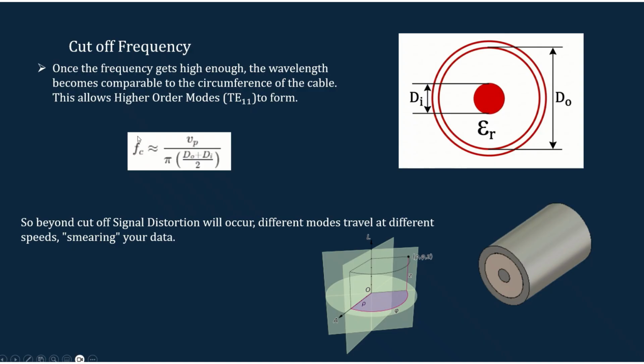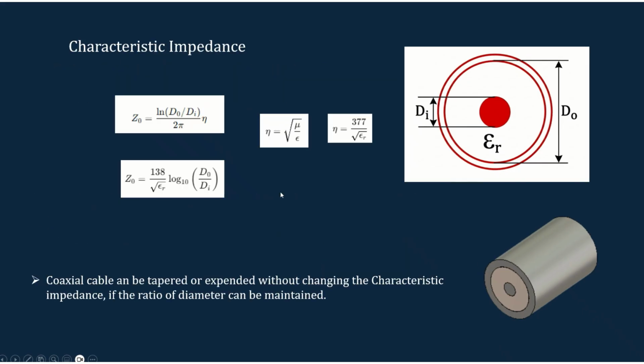Here you can see that the cutoff frequency is inversely proportional to the diameter. So if the diameter is very small, it will have a very high cutoff frequency. If we use a very thin cable, you will have a higher cutoff frequency. But you can see here that if you have a very thin dielectric, the characteristic impedance Z0 becomes very low, given by this expression.